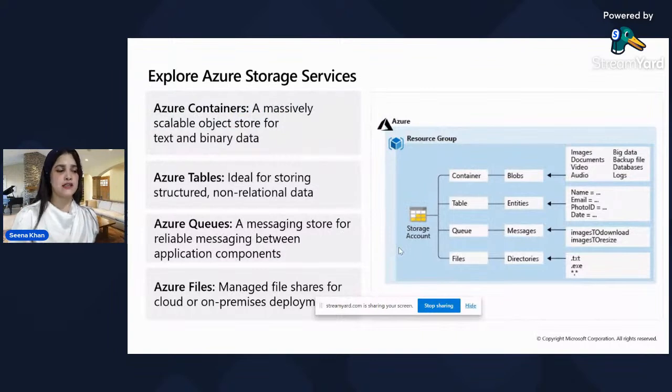Then the third one is Azure Queues, which is a messaging store for reliable messaging between application components. So there is an application, and these applications send messages through web services. These messages you can store in Azure Queues and then later they can be used by users. Then Azure Files, managed file shares for cloud or on-premises deployment.